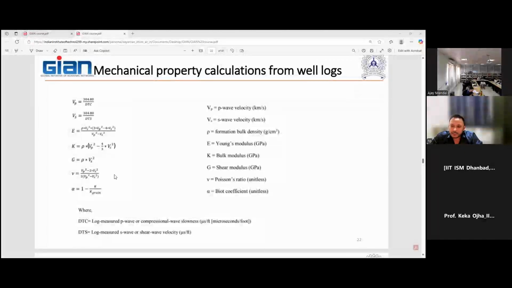One thing about these Young's modulus, bulk modulus, and shear modulus: if your velocity is in kilometers per second and density is in grams per cubic centimeter, you will get these three moduli in gigapascals. Poisson's ratio has no units, and the Biot coefficient also has no units. And your logs, the slownesses, are mostly in microseconds per foot.